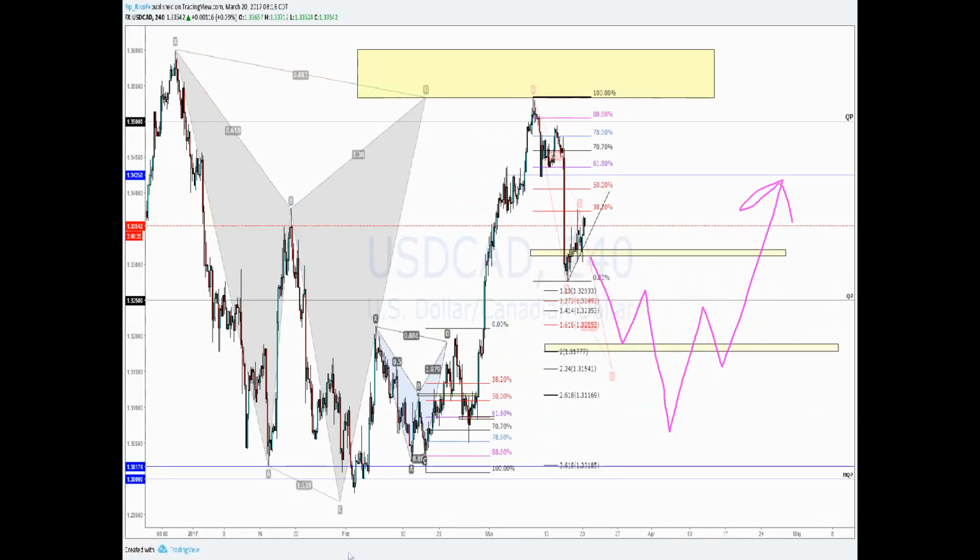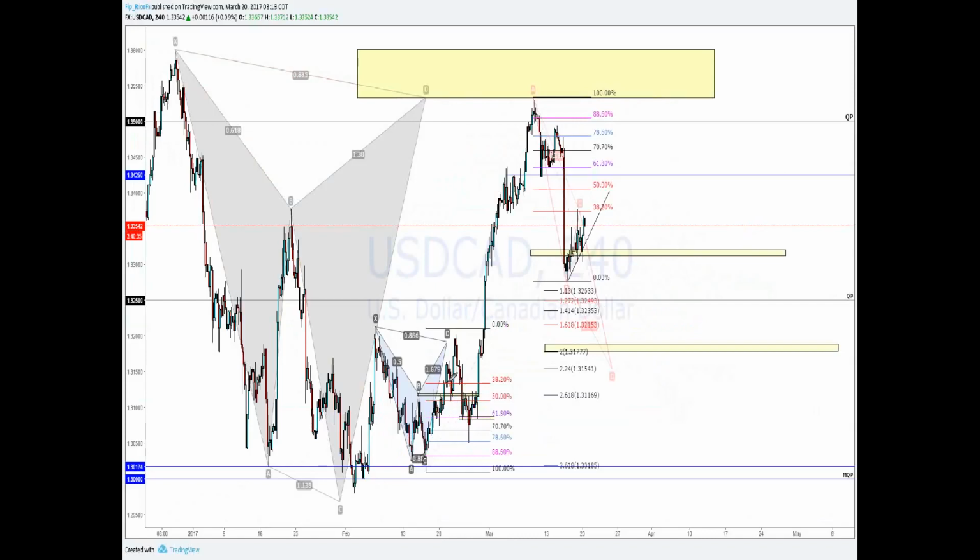Whoops, let me erase my drawings. So what happened, guys? This is the same chart, guys. You see the bat right here? This is the bat we're looking at on the previous screenshot. What happened afterwards? You see that head and shoulders right there? Head and shoulders. And we took off to the upside.